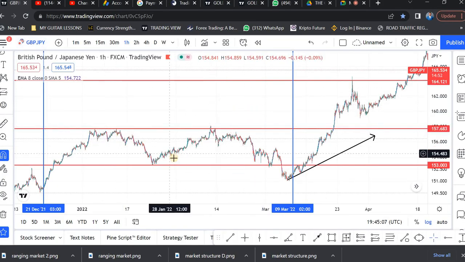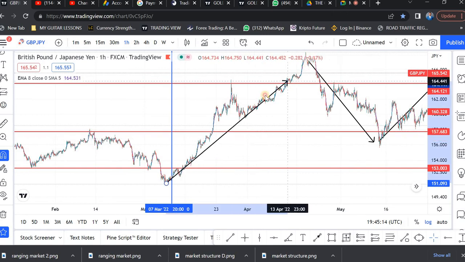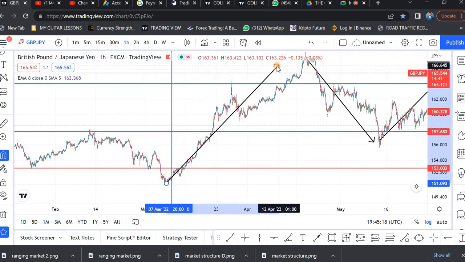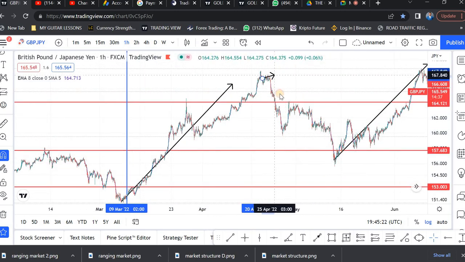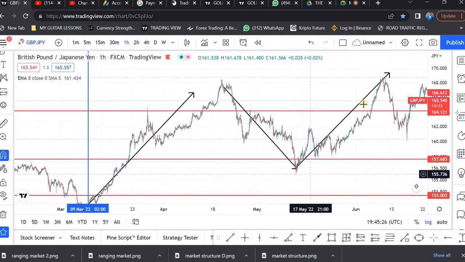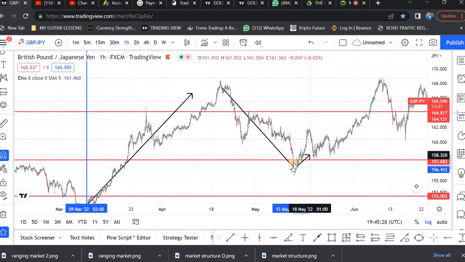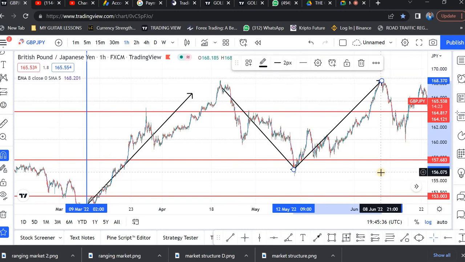Okay, so this is a range bound market. This is an uptrend market. The market was trending from here upward. Then this is a downtrend market. The market was trending from up here down all the way here, and then the market changes direction from a downtrend toward an uptrend in this order. So at every point in time, you should be able to identify the structure of the market.